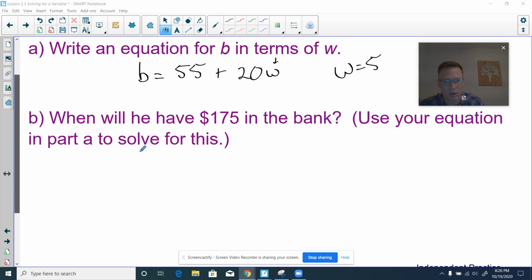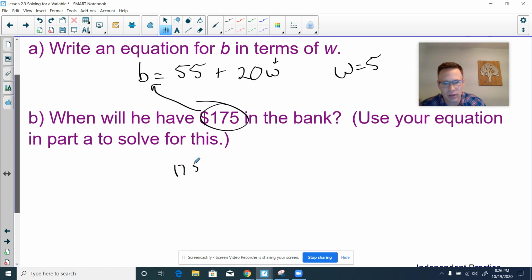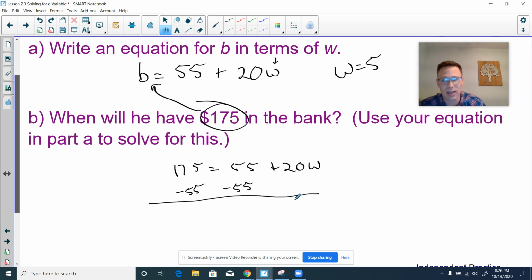Use your equation in part A to solve this. What that means is that 175 goes here. So I have 175 is equal to 55 plus 20W. Now I'm solving for W. I have a numerical value in here, so I'll actually get an answer, which is kind of cool. So I'm going to subtract 55. By the way, this is not a literal equation anymore because I only have one variable.